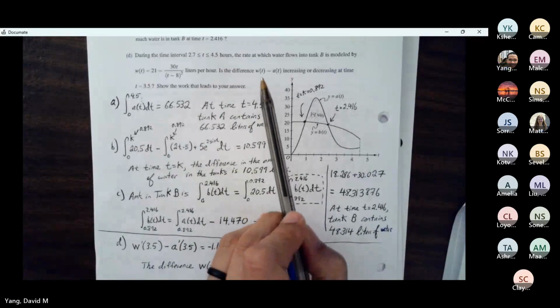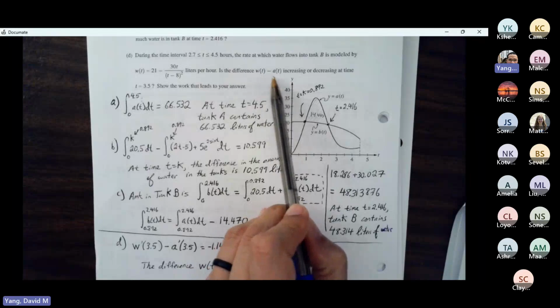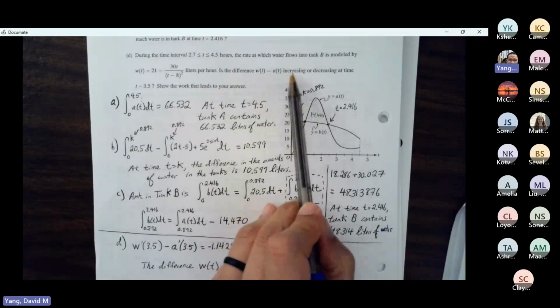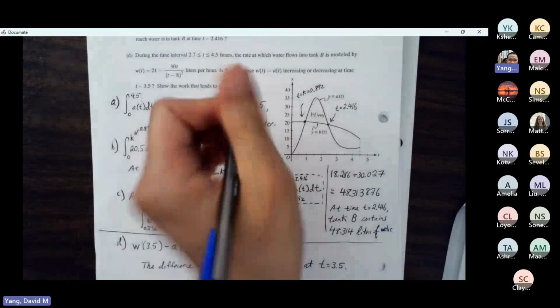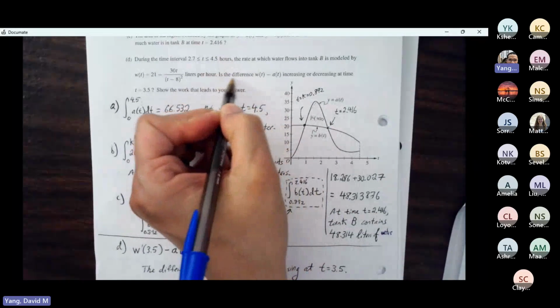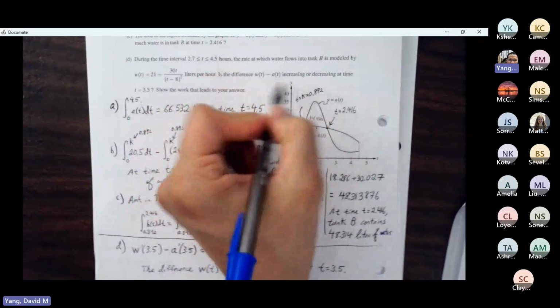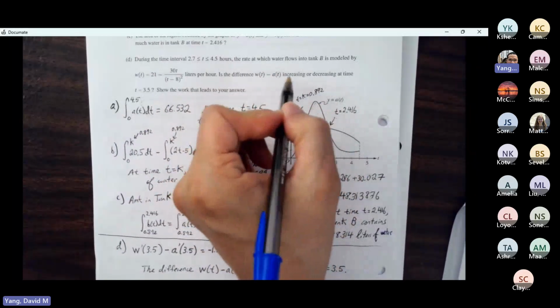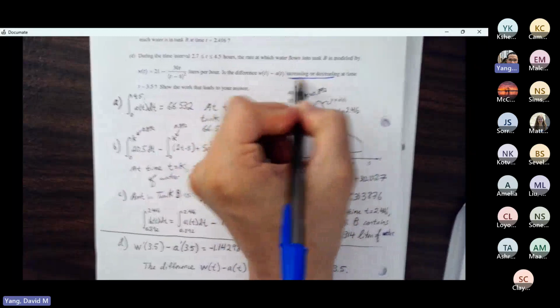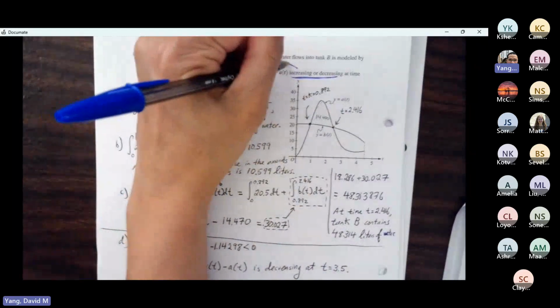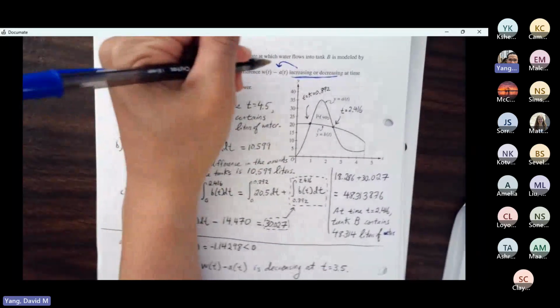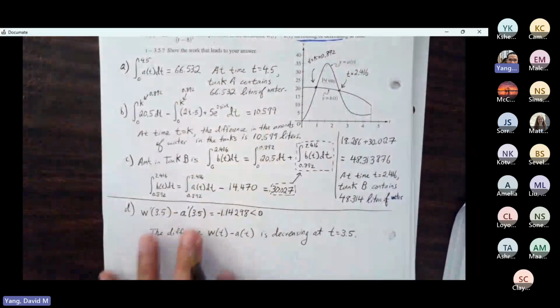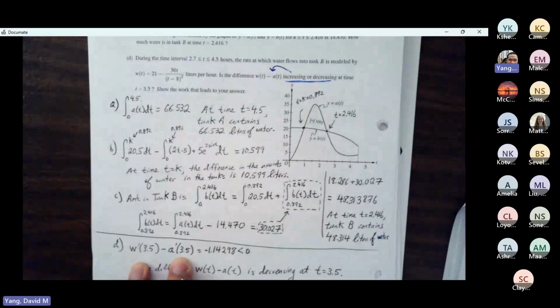So we're not asking for W of t minus A of t. We're asking if the difference is increasing or decreasing. If it just said, is the difference positive or negative, then we could just do W of t minus A of t. But it's asking for increasing or decreasing. It's asking for the rate. So we have to make an adjustment here. This is really not talking about W of t minus A of t. It's actually talking about the rate of this. So it's really asking about W prime minus A prime.